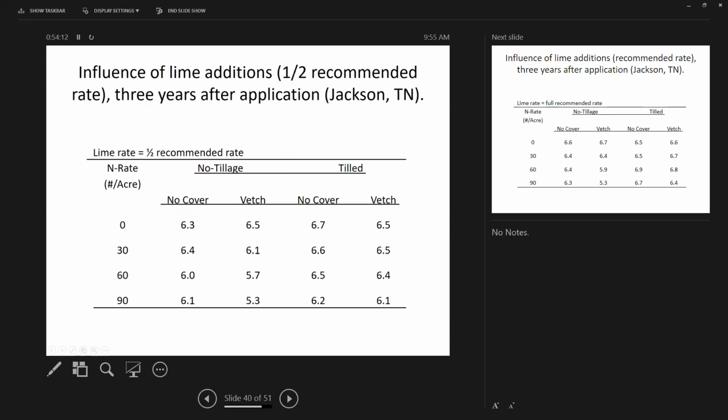So we looked at the half rate of lime versus the full rate of lime and the different scenarios. We didn't get quite the same change with the no-till that we did with the tilled. In the half rate, as pH increased, we did get a change, but not as much.